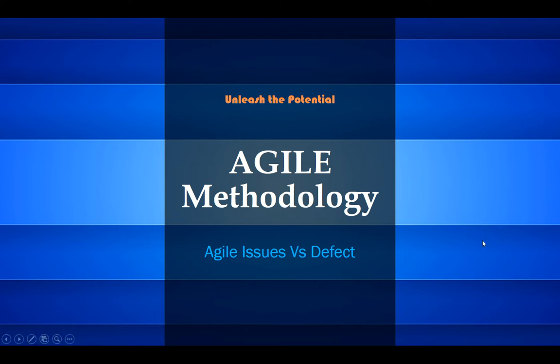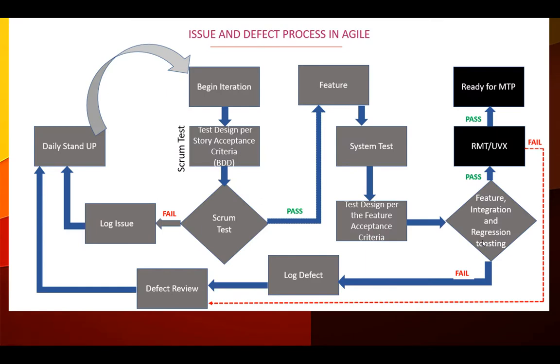We try to understand this topic using a flowchart. So this flowchart describes the issue and defect process in Agile. We'll start with the box showing begin iteration. Begin iteration is something that is coming very new to your storyboard. Okay, this is the first iteration for the story, the brand new story.